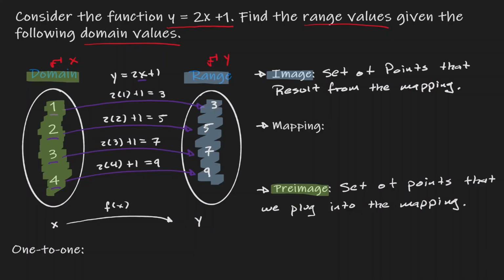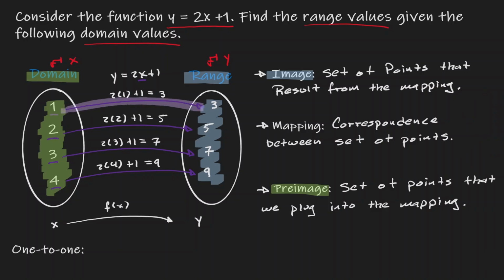Now the mapping, we can define it as the correspondence between sets of points. Which in this case, that was the function. Because notice that here we have a correspondence. When we plug in the value of 1, we obtain the value of 3. Here we have another correspondence. When we plug in the value of 2, we obtain a 5. Here we have another correspondence. When we plug in the value of 3, we obtain a 7.